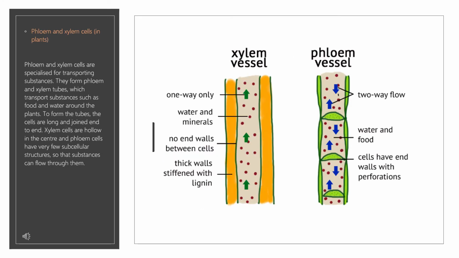Okay guys, we've now come to phloem and xylem cells in plants. Phloem and xylem cells are specialized for transporting substances. They form phloem and xylem tubes, which transport substances such as food and water around the plants. To form the tubes, the cells are long and joined end to end. Xylem cells are hollow in the center, and phloem cells have very few subcellular structures so that substances can flow through them.